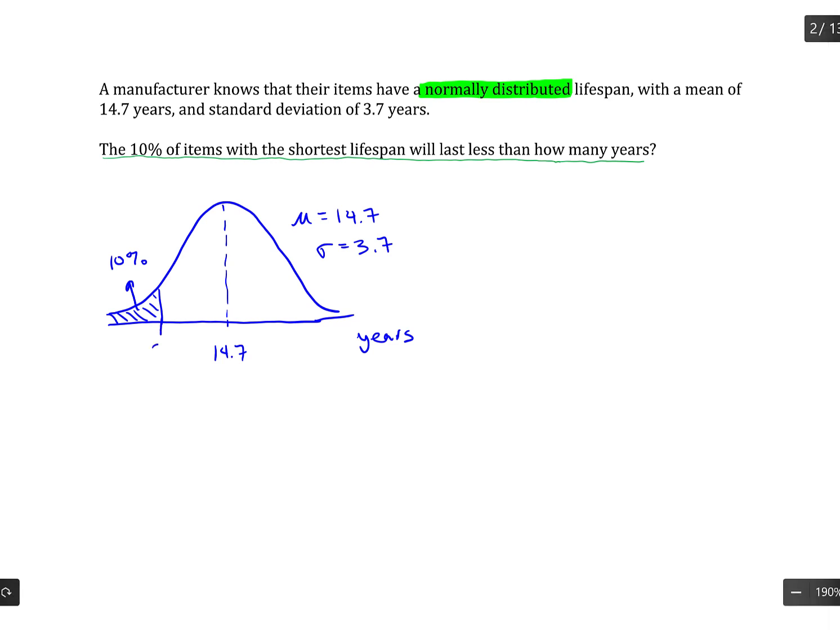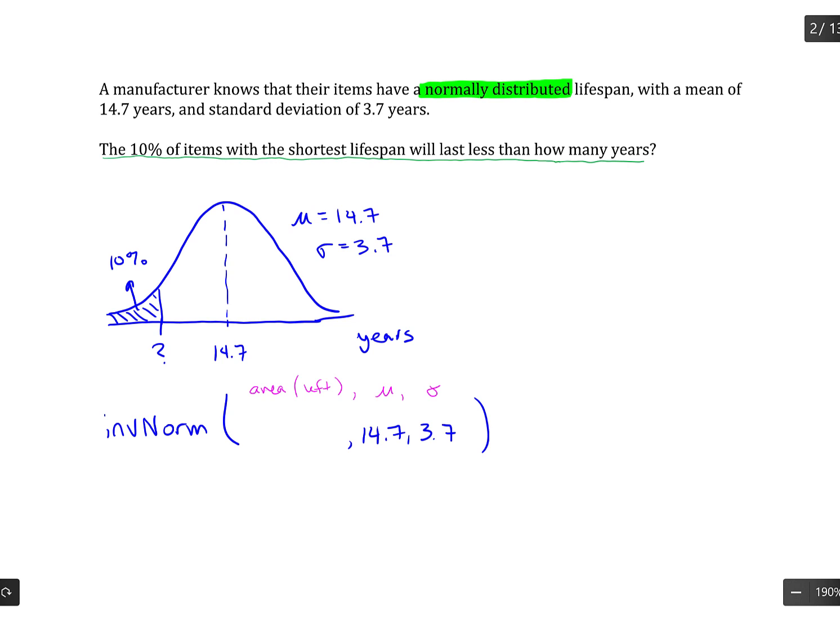And what I'm looking for is a number of years, because that's my clue that I need to use the inverse norm function rather than normal CDF. So the inverse norm function accepts up to 3 inputs. And those inputs are an area to the left, the mean of a distribution, and the standard deviation of a distribution. Now, the mean and the standard deviation I've already been provided. That was given as 14.7 and 3.7.